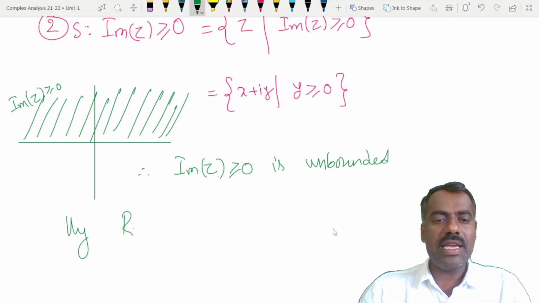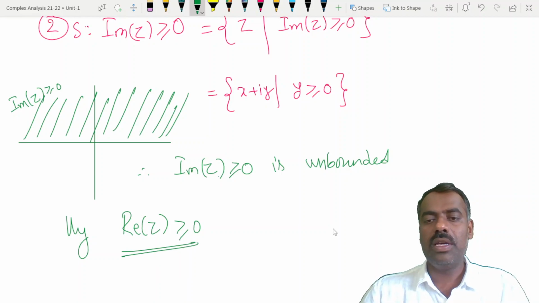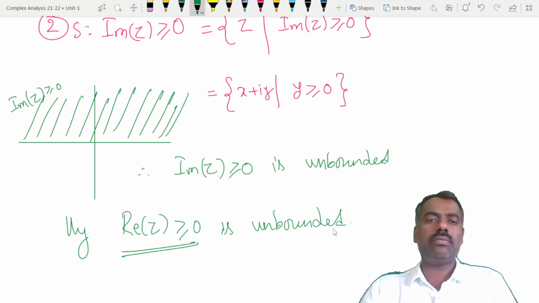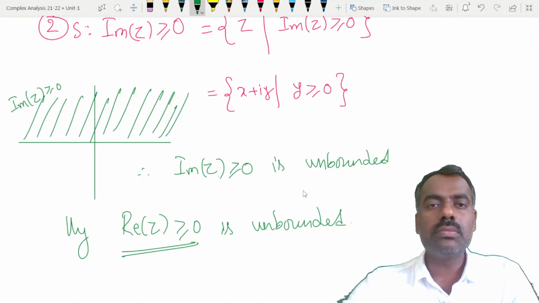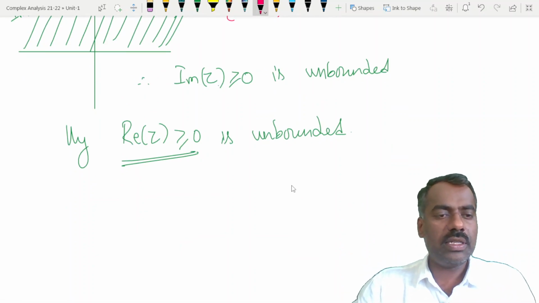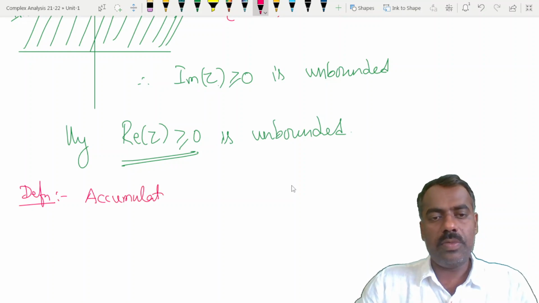Similarly, the set real part of Z greater than or equal to 0 is also unbounded. Now we'll see one more definition, an interesting one, which is called an accumulation point.